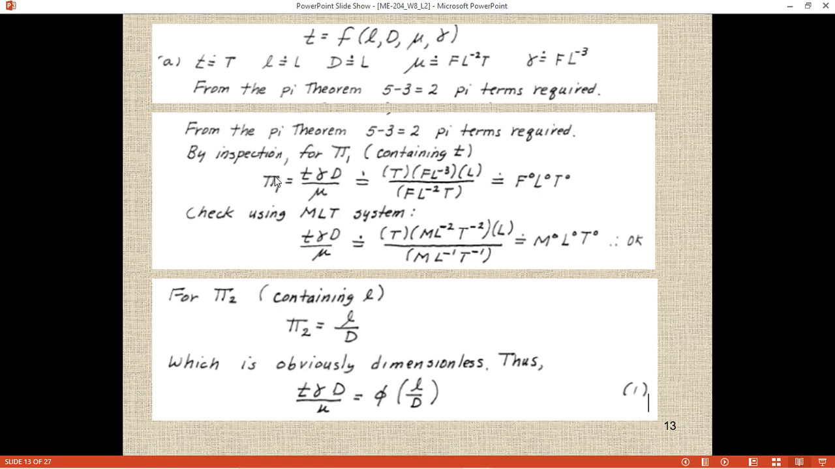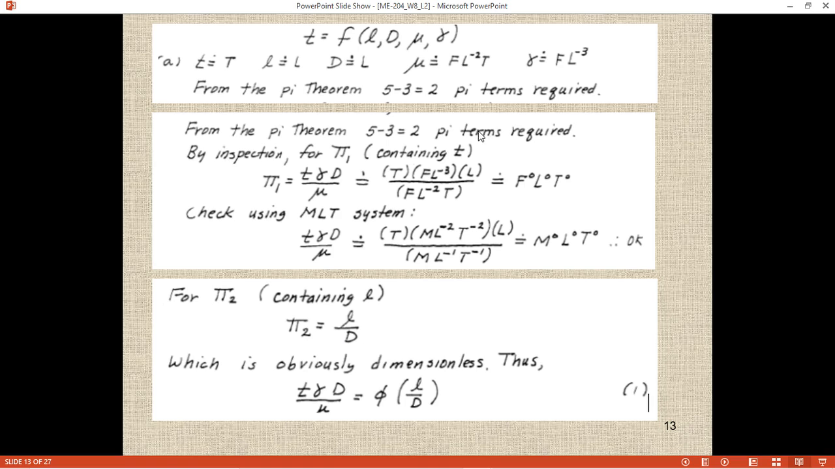The first pi term we made, pi 1, is equal to T gamma D over mu, and we can recheck if this pi term is correct, that is, a dimensionless number. So we cross-check that. We got M naught, L naught, T naught, so that means this pi term is correct. The second pi term we got is L over D.